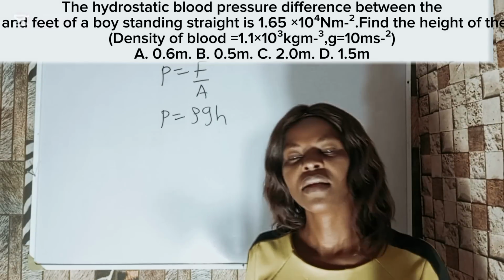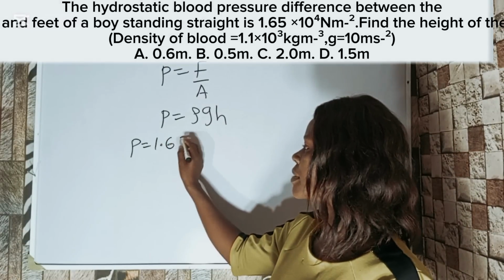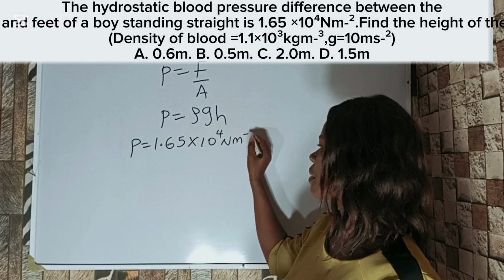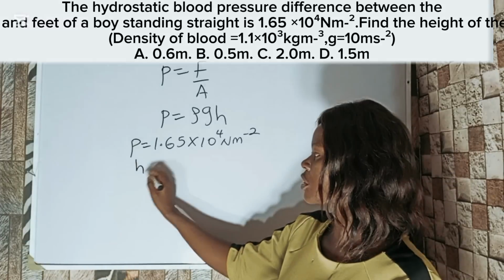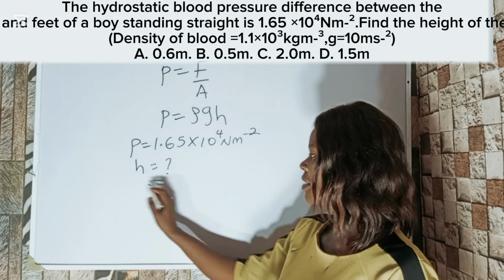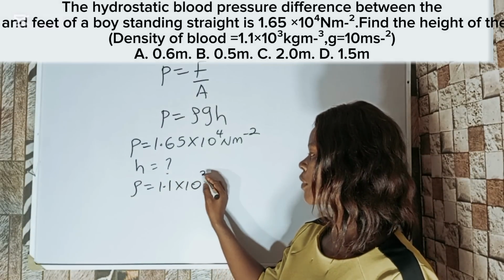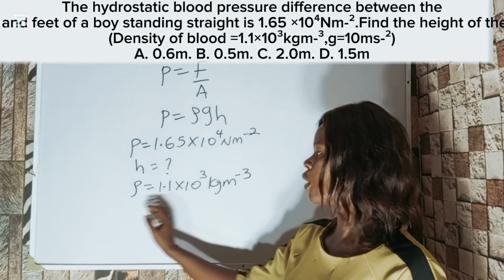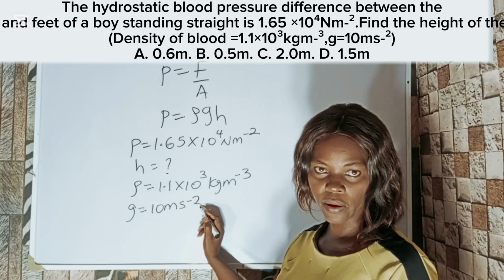Now this blood pressure is given as P equals 1.65 times 10 raised to the power of 4 Newton per meter square. And we are asked to calculate the height of the blood. Now that is h. We are looking for h. Already, the density of the blood is given to us, that is rho, 1.1 times 10 to the power of 3 kilogram per meter cube. And also from the question, we are given g to be 10 meters per second square.